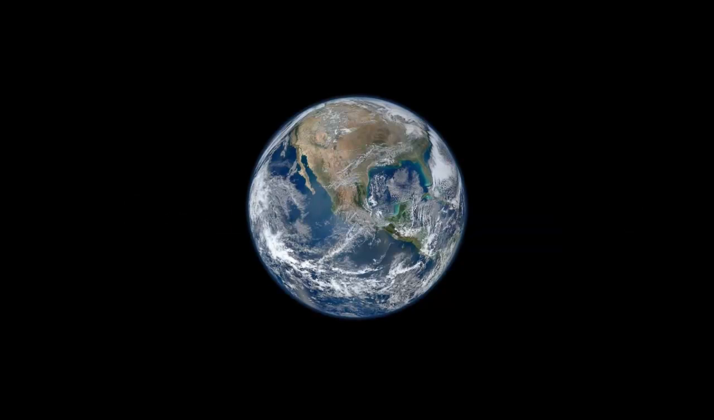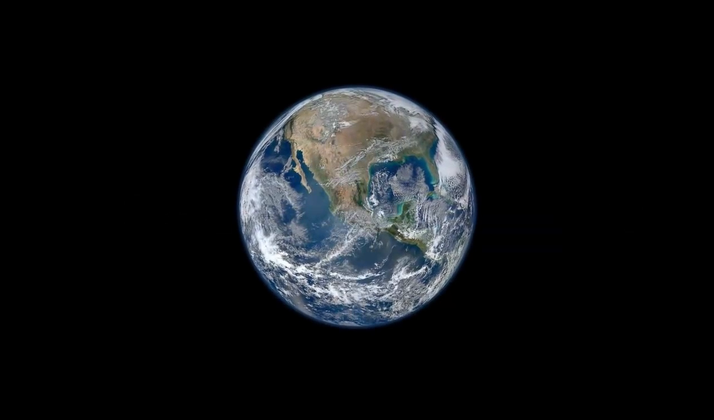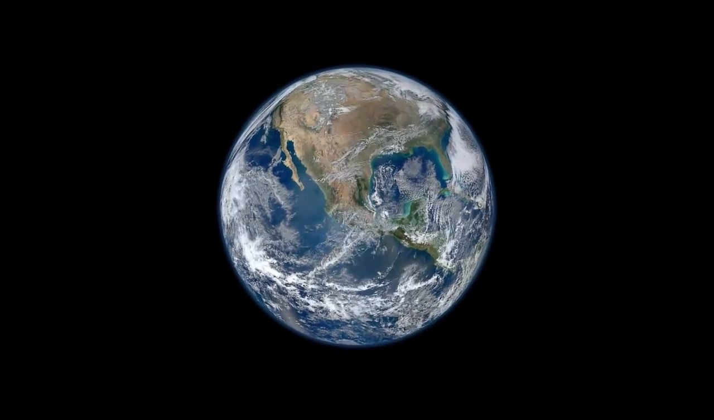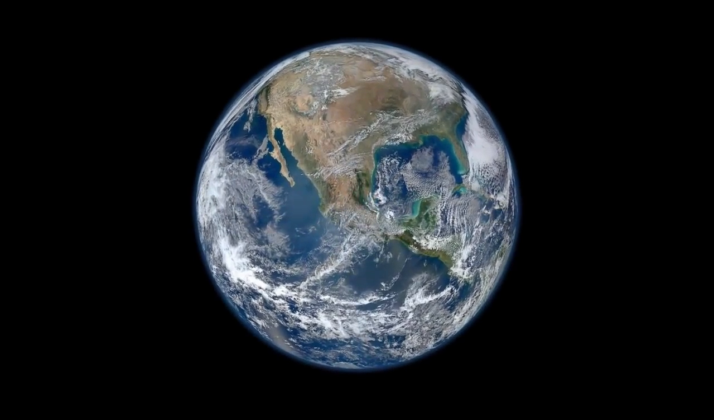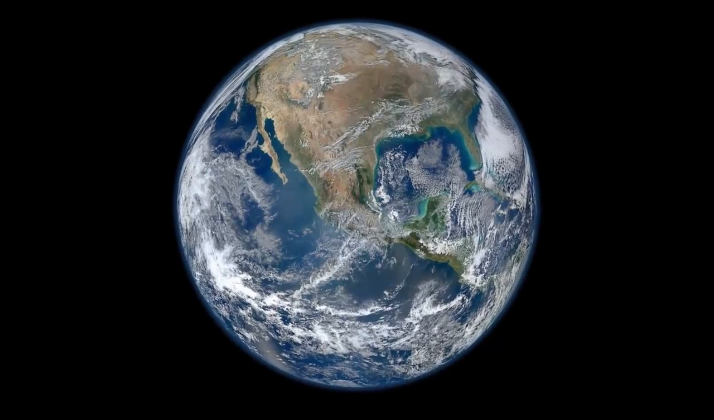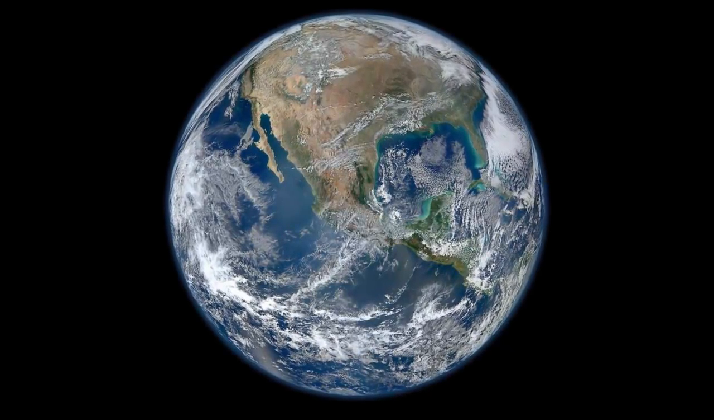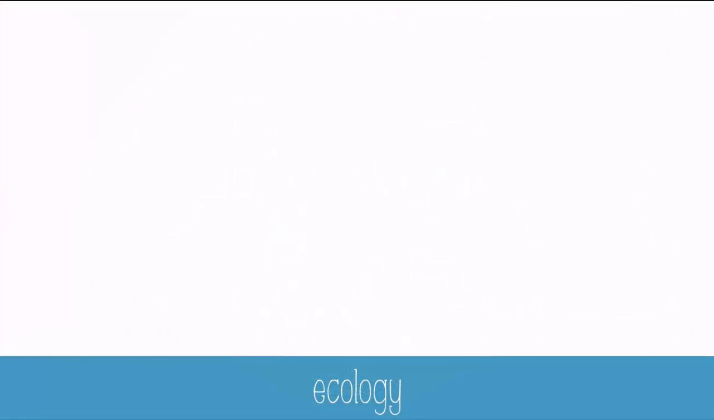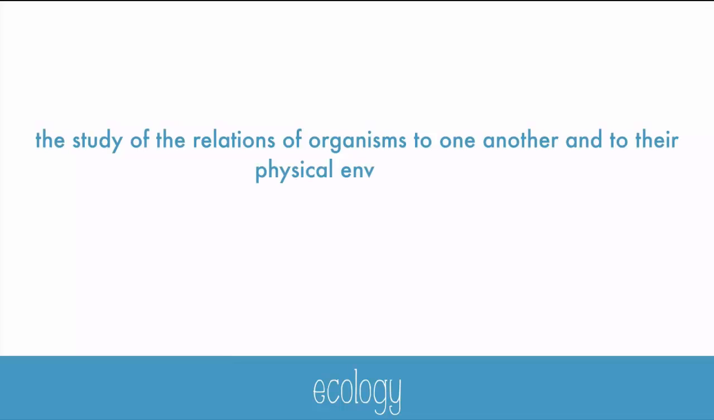Our big, beautiful blue planet is in a complicated balance of life and death, predator and prey, friend and foe. The word ecology literally translates to the study of home, our home, planet Earth. The more specific definition of ecology is the study of the relations of organisms to one another and to their physical environment. It answers questions like, how do living things interact and rely on each other, or on their surroundings?